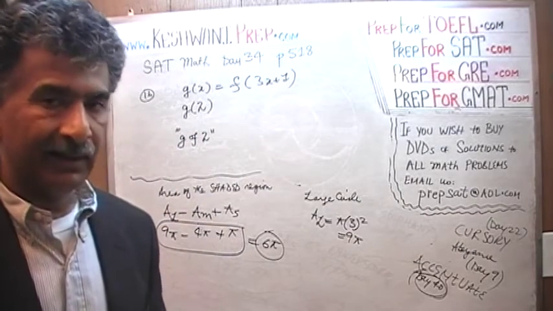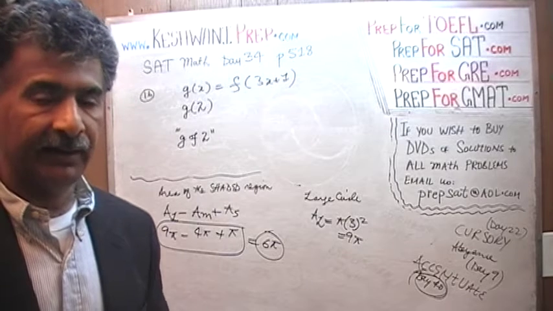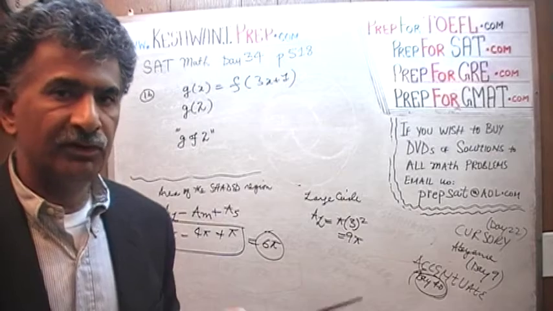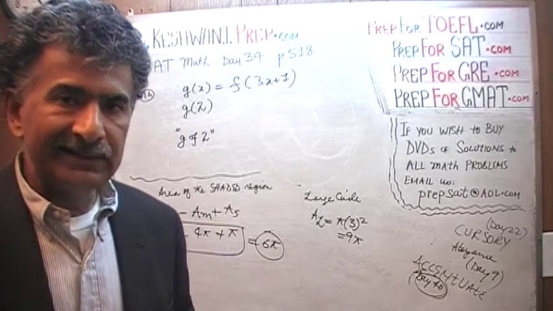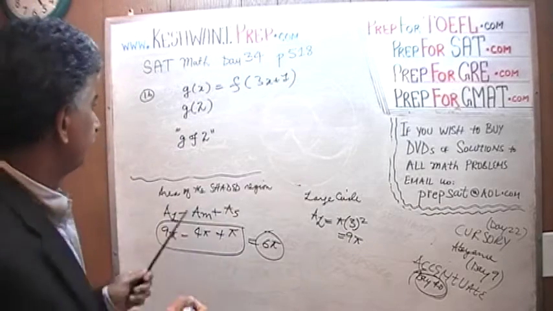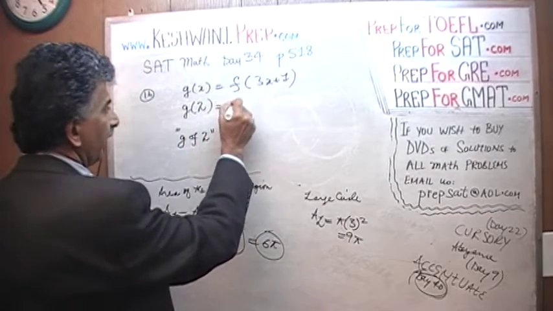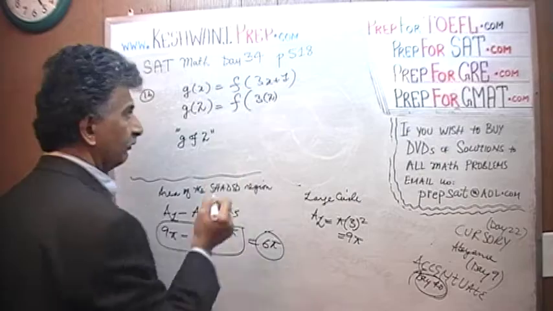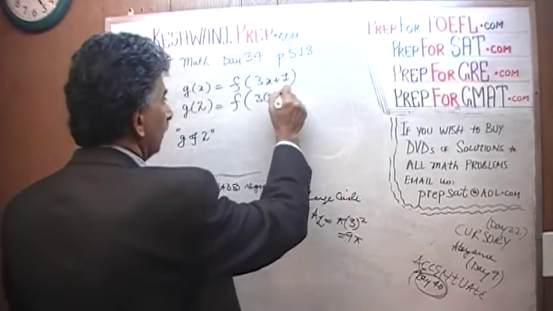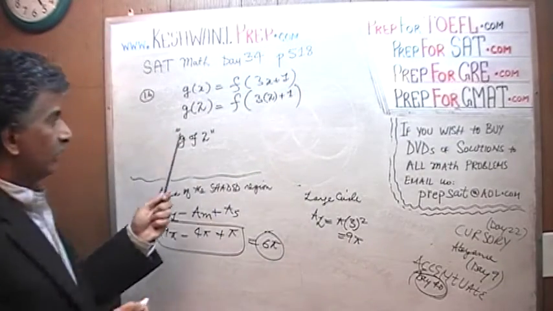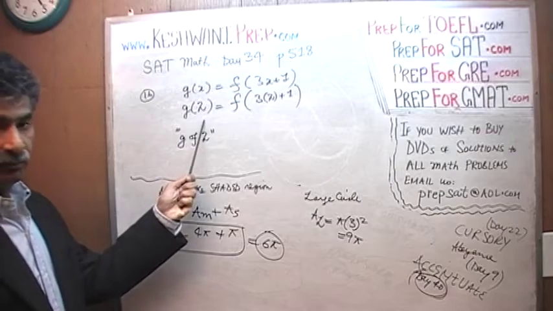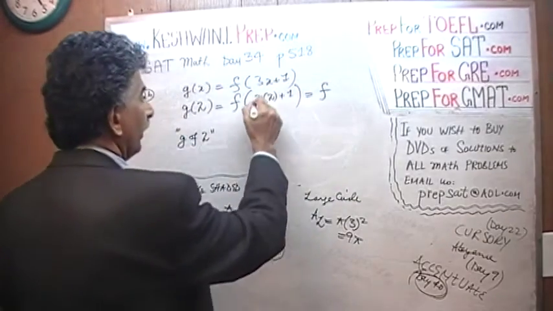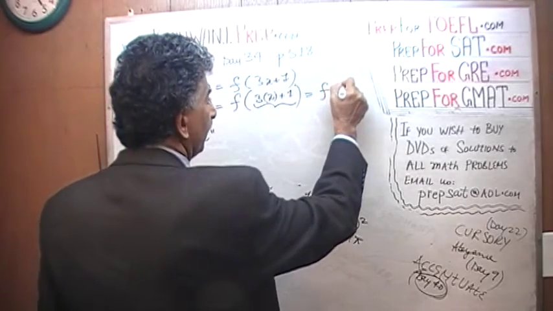What it asks us rather is, what is the value of the function g when x equals 2? Well, let's find out. This we are told is same as f of 3 times x. We're going to replace x with 2 plus 1. So it turns out that the value of the function g when x equals 2 is same as the value of the function f when the independent variable equals 7.